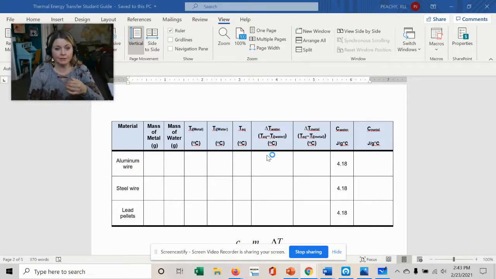So to get the delta T, which means change in, delta refers to change in, we take TEQ for water minus T sub I for water. And to get the change in temperature for the metal, we take the TEQ for the metal, which is the same as the water, and we subtract the T sub I for the metal. That gives us delta T for the metal, okay?